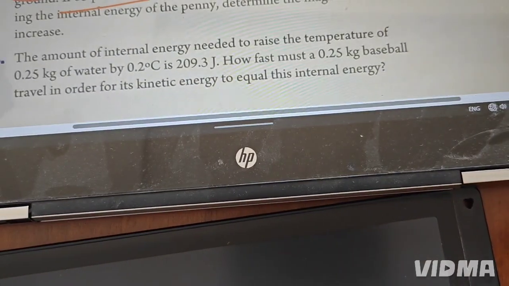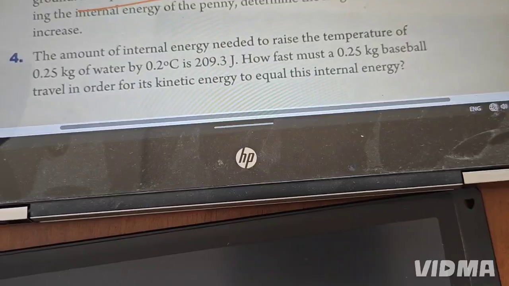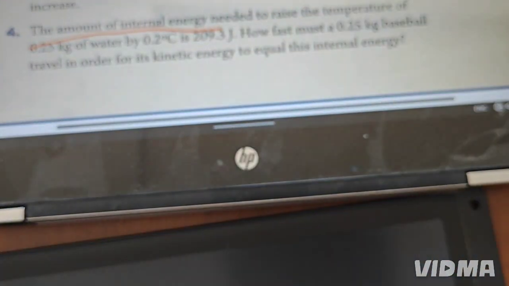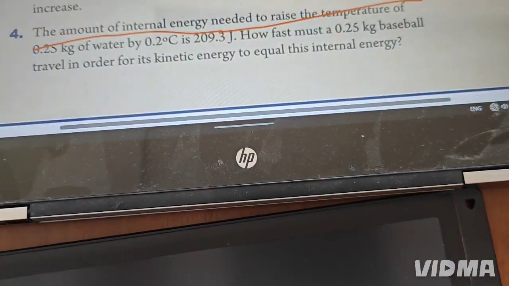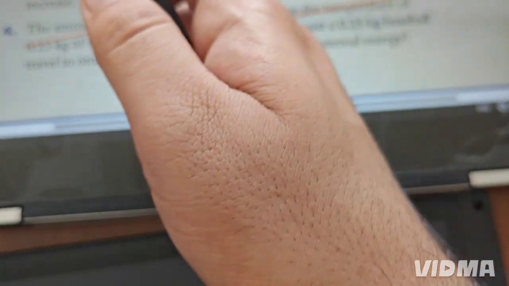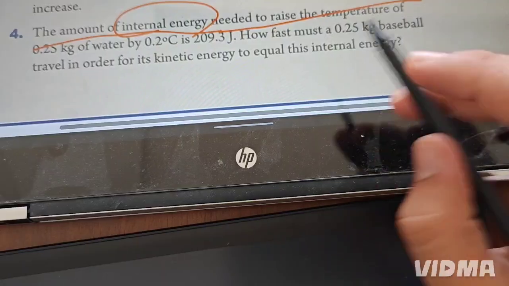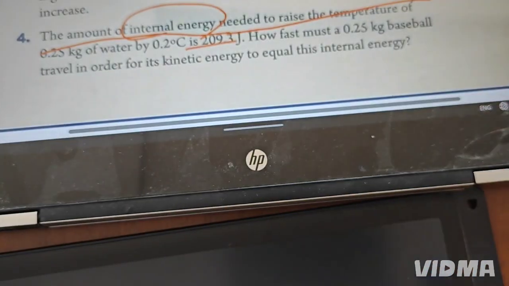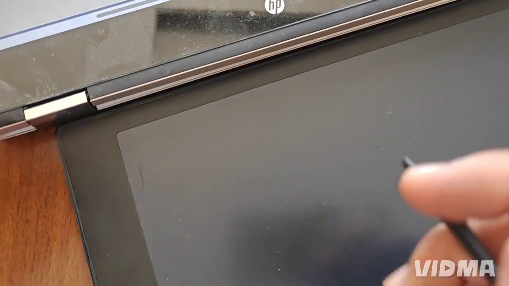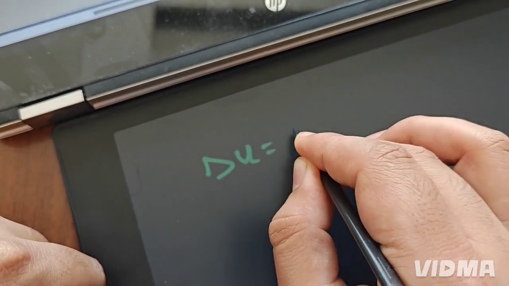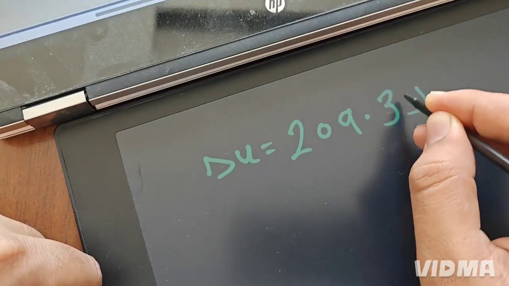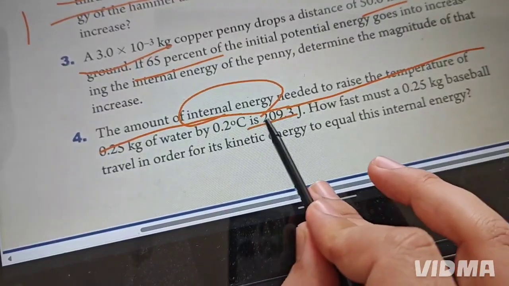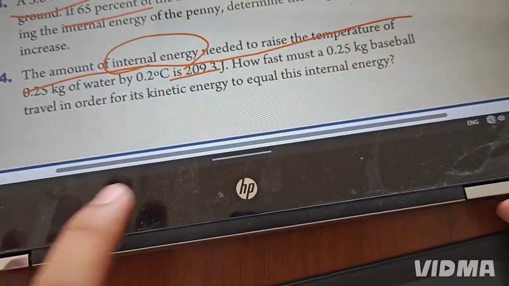Question 4, the last question in this part. I think this question is important. Good question. The amount of internal energy needed to raise the temperature of 0.25 kilogram of water by this temperature is 209.3. Here we have the value of internal energy. So delta U is equal to 209.3 joule. Please just read the question: the amount of internal energy is equal to 296 joule.